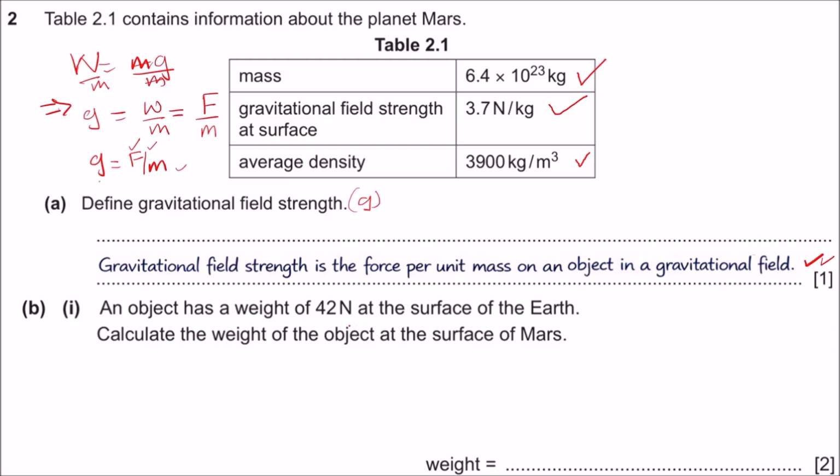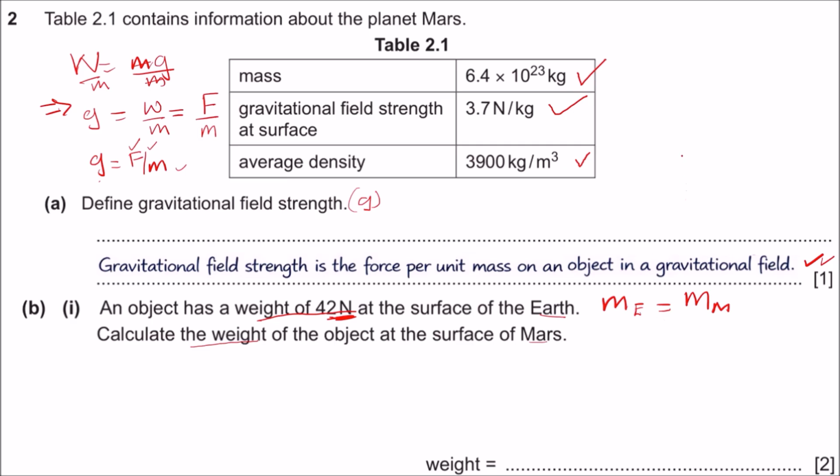B, item 1. An object has a weight of 42 newtons at the surface of the Earth. Calculate the weight of the object at the surface of Mars. Now, this question required students to recall that mass does not change from place to place, mass is constant irrespective of places. So the mass on Earth is equal to the mass on the surface of Mars. So we needed to use the data provided for the surface of Earth to find the mass on Earth. Once we find the mass on Earth, we use that mass to find the weight on Mars.